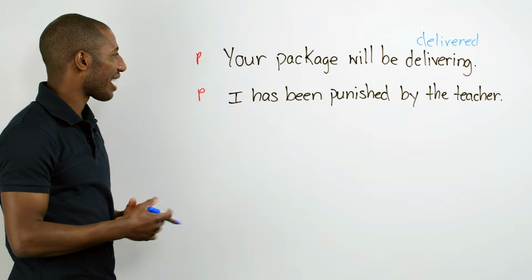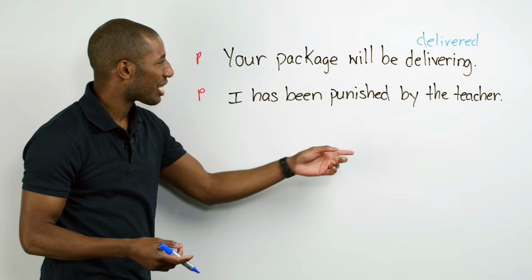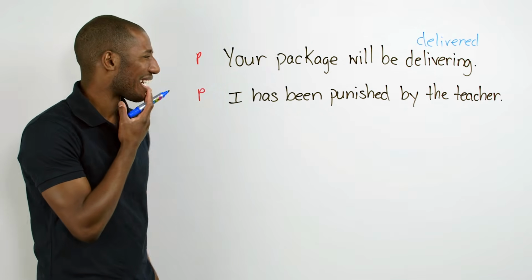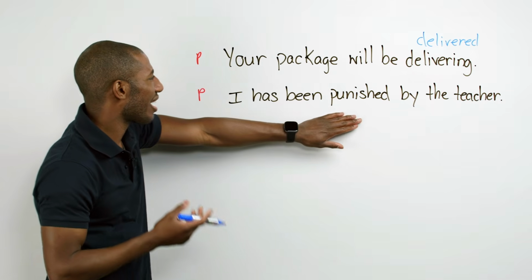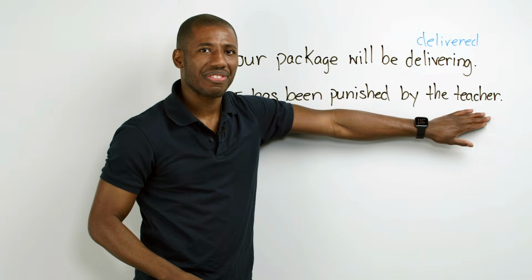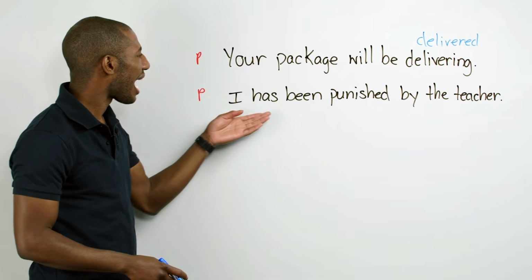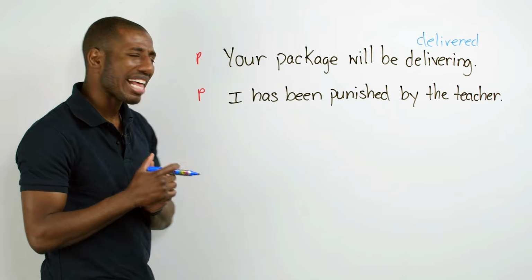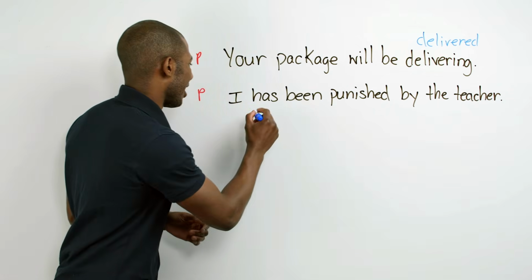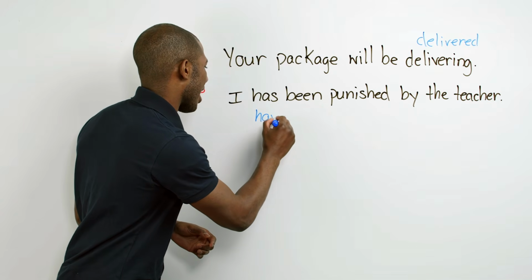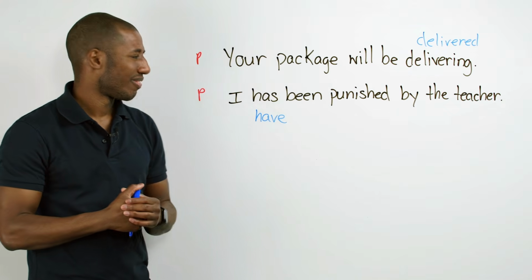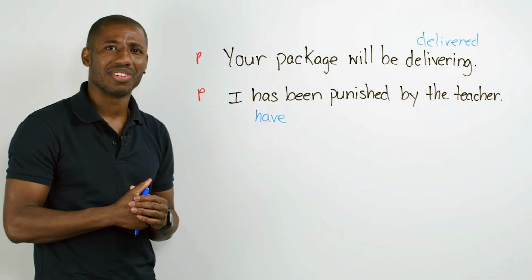All right, let's look at our next one. I has been punished by the teacher. Ooh, something doesn't feel right with this sentence at all. So from our action on to our doer, we can see that this part is correct. I has been. I think we have the wrong to be verb here. So instead of saying has, we're going to write I have. I have been punished by the teacher. Good job, everyone. Let's move on.